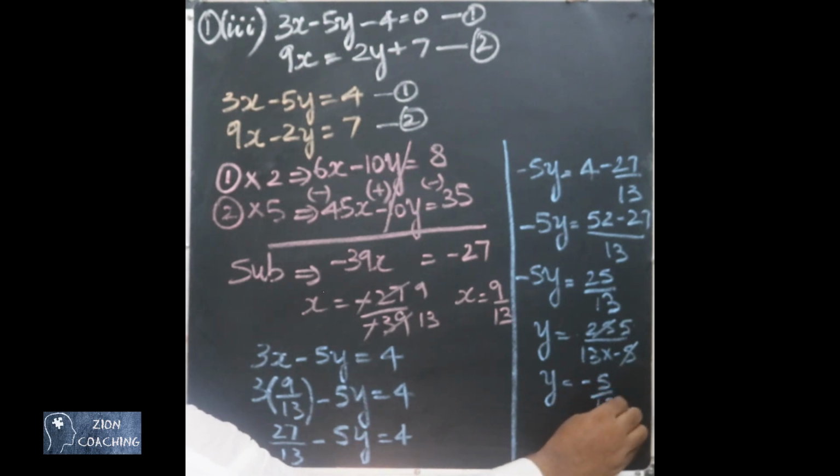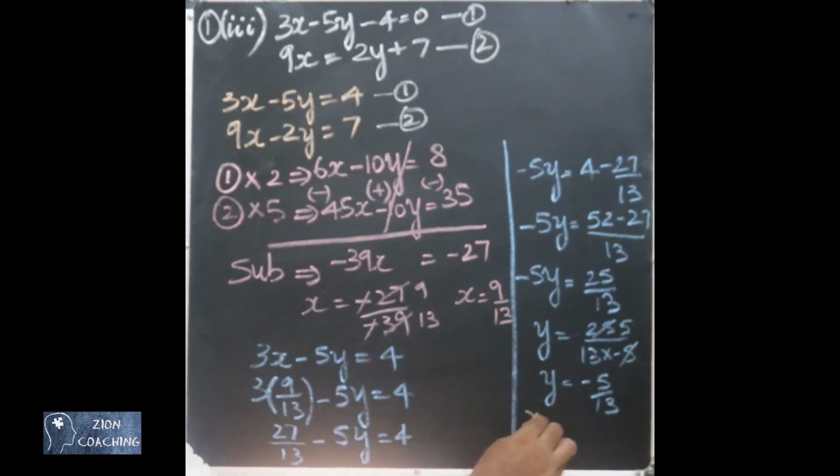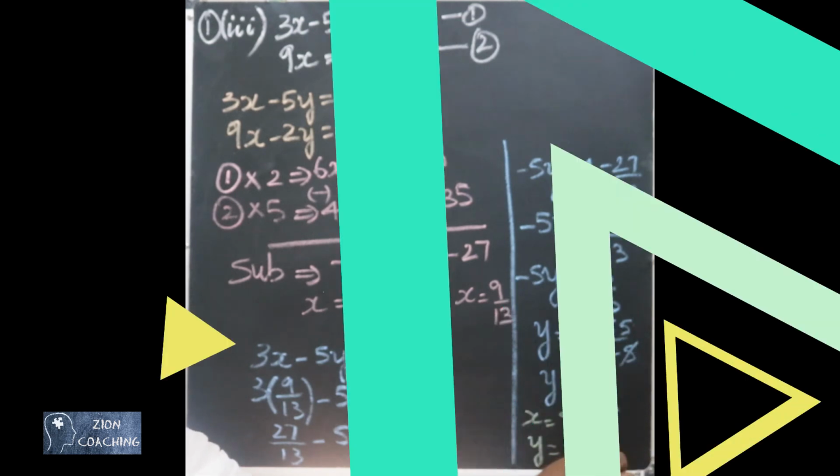Now we have found both the values. X is equal to 9 by 13. Y is equal to minus 5 by 13.